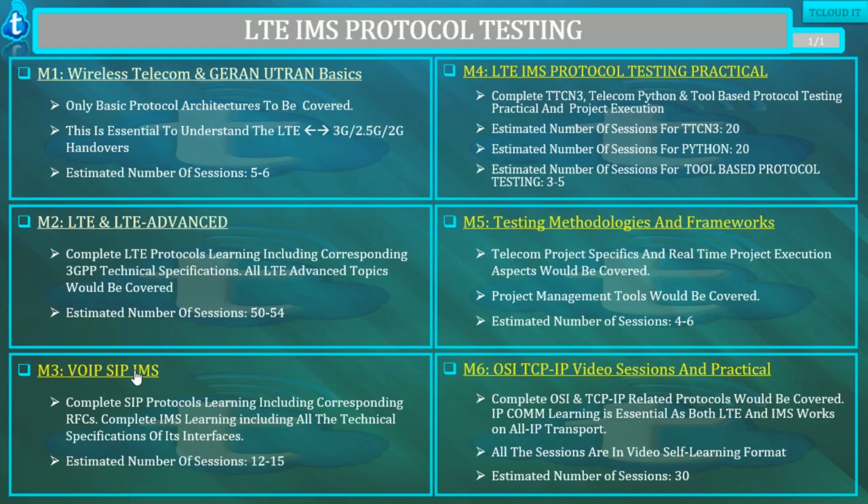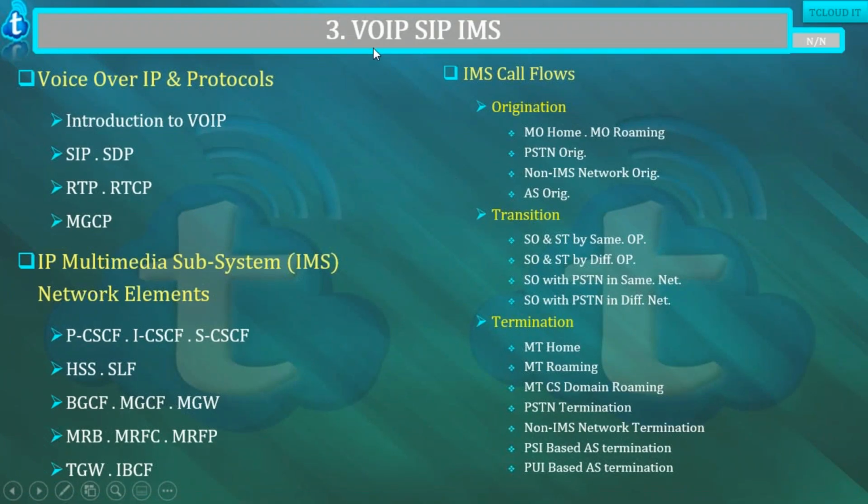Then we have the third module, which is going to take an estimated 12 to 15 sessions for learning voice over IP, SIP, and IMS. Here we'll introduce again various protocols: VoIP protocol, SIP, SDP, RTP, RTCP protocols, and MGCP protocol, Media Gateway Control Protocol. So we learn the protocols required for IMS, IP Multimedia Subsystem, which is where most of the jobs are available right now.